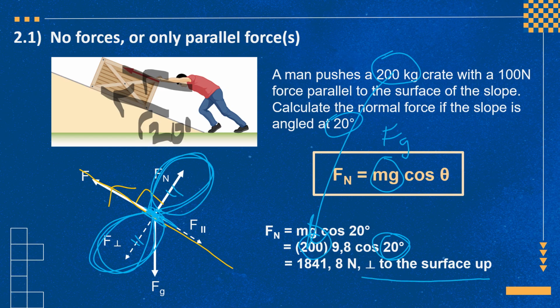Just look at the direction of the normal force on a slope. So on a slope, you can't just say upwards, because upwards means this, and the normal force, if you look at your free body diagram, is definitely not just upwards. So you have to say perpendicular to the surface up, or you can say away from the surface perpendicular. You have to use the word perpendicular. So if you want to say away from the surface, you have to say perpendicular away from the surface.